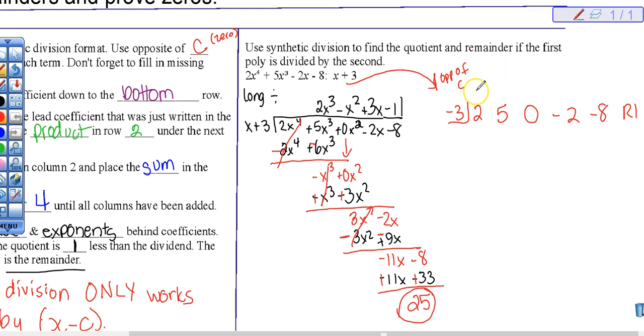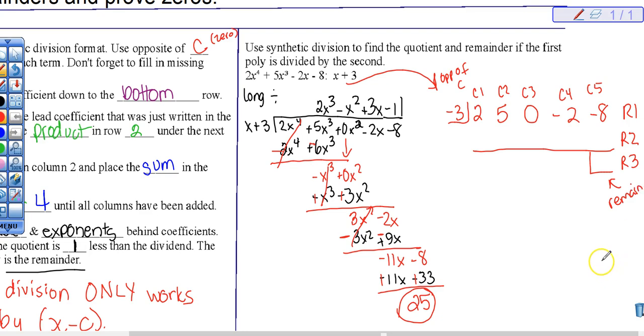And this right here, where the 2 starts, this is column 1, column 2, column 3, column 4, column 5. And then we're going to do row 2. And row 2 is empty right now, so we'll leave it empty. And then we get a row 3. And at the end of row 3, we're going to make a little box. And this is where our remainder will go. Okay, so that's the format.